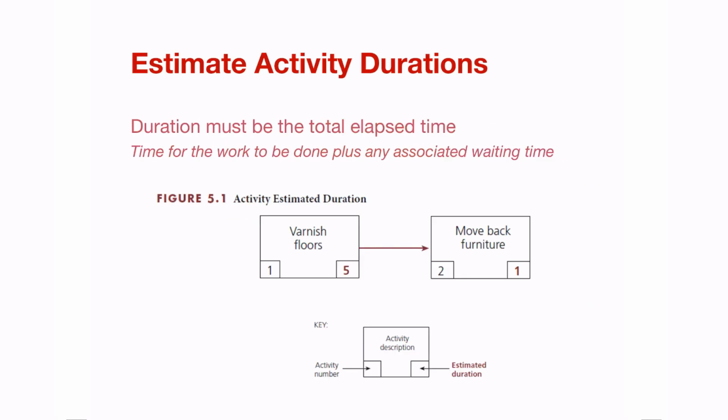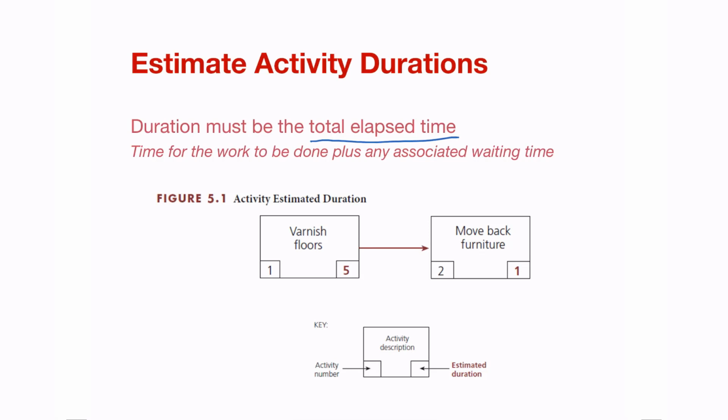Estimating activity durations. Now, ultimately, every single project is sliced up into little tasks, and every one of those tasks is, again, who needs to do it, by when they need to do it, how long it is going to take, and what resources they're going to need. Duration must be the total elapsed time in terms of the entire project.